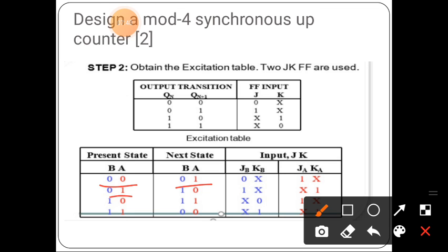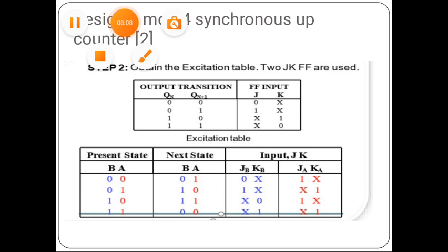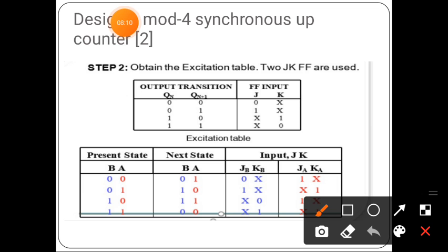If the present state is 01, the next state will be 10, that is 2. If the present state is 10, the next state will be 11, and if the present state is 11, the next state will be 00. This sequence will be continued. Then from this we need to find out the J and K inputs.